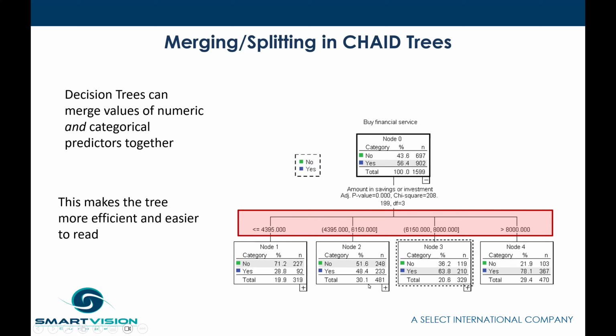So here we have people buying a financial service, 56% of them buy the service. However, when we split that by savings on investment, the critical thresholds are those under 4,395, where it's 28%, between 4,395 and 6,150, where the purchase rate is 48%, 6,150 to 8,000, where it's 63%, and over 8,000, where it's 78%. It does that in a really simple way. It just takes a continuous field, a number field or an interval field, and splits it into 10 deciles.